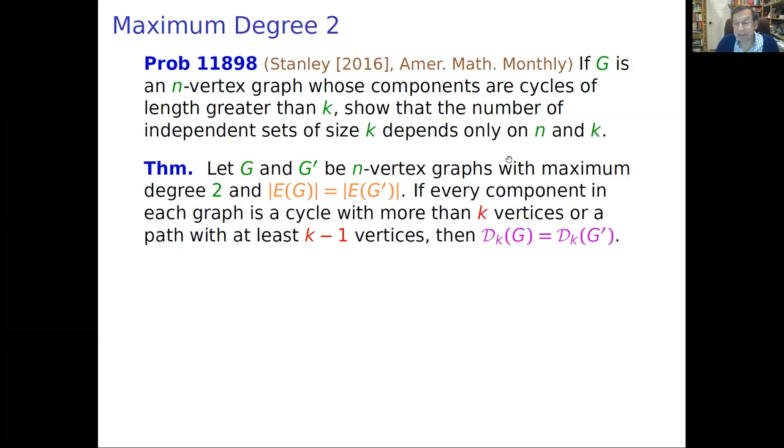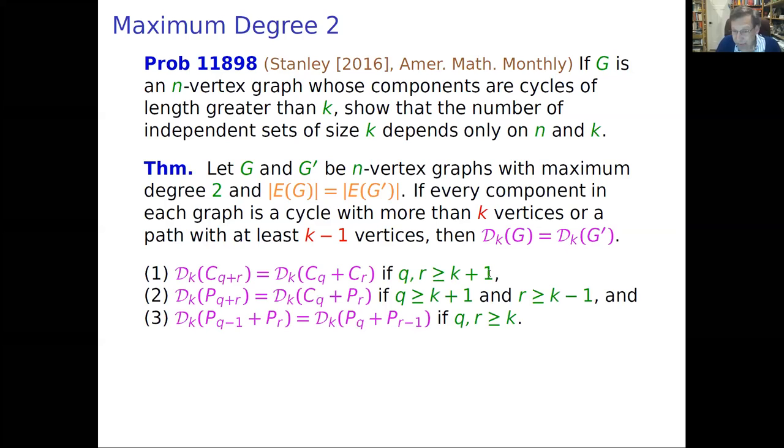Namely, if you have two n-vertex graphs with maximum degree 2 and the same number of edges, as long as every component in each graph is a cycle with more than K vertices, as he was talking about, or a path with at least K minus 1 vertices, then the two graphs have the same K deck. This gives you a lower bound on how many vertices you need in the graphs in your deck in order to reconstruct the graph, because otherwise you can't. In particular, here are some special cases. If you have two cycles whose lengths are at least K plus one, or a cycle whose length is the sum of those lengths, they will have the same K deck. If you have a path compared with a cycle and a path, with these lower bounds on the lengths, then again they have the same K deck.